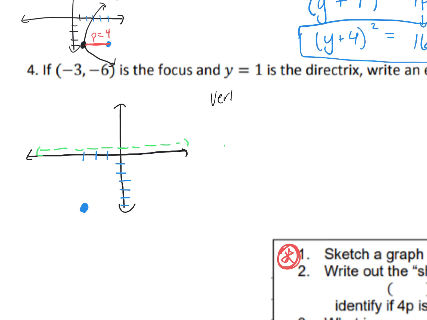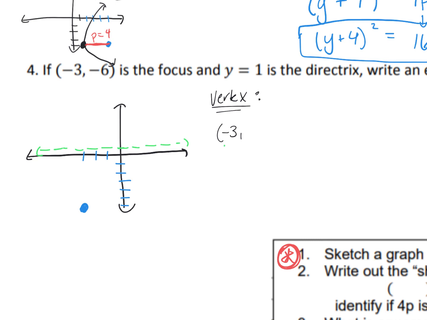So I know our vertex is going to be right in between the directrix and the focus. And so it's going to be somewhere around here, right in between it. Okay, but I don't know exactly where it is yet. That's what I'm trying to figure out. It's going to be, again, right in between, which means the x value of the vertex should be -3. That shouldn't change.